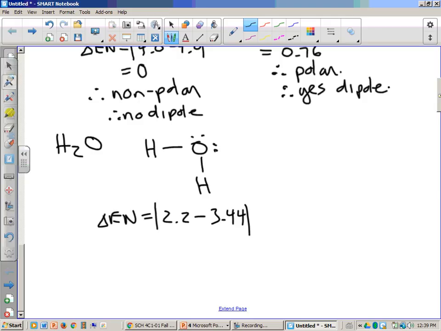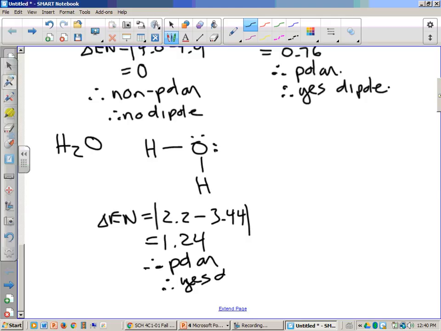Yep. 0 decimal 2. Nope. 1.24. 1.24. What kind of bond is this? Yep. What's our range? Yeah, it's polar. It's 0.2 to 1.7. Polar. Is there a dipole? Yep.